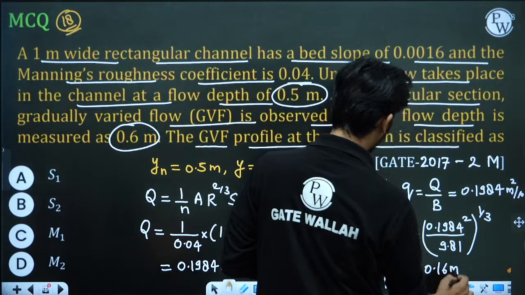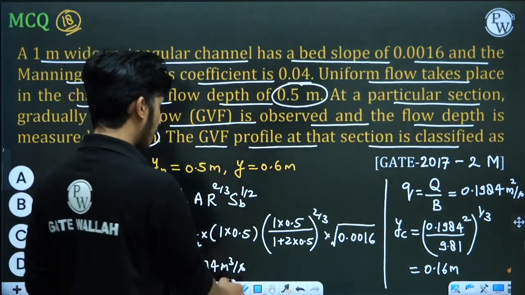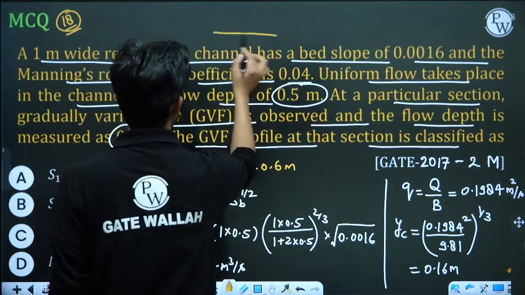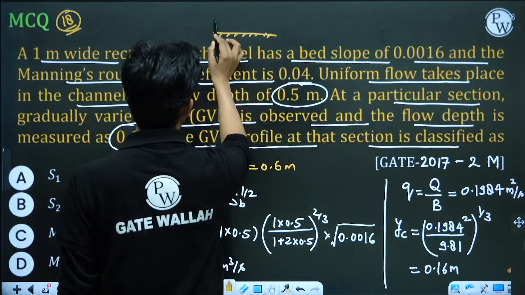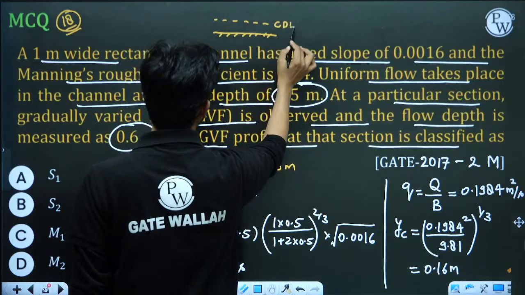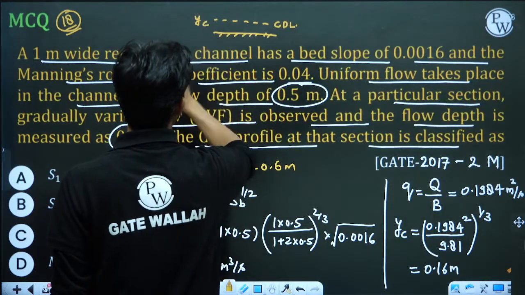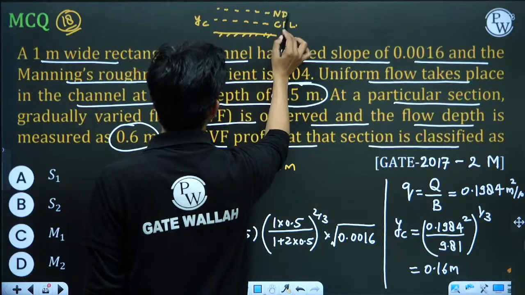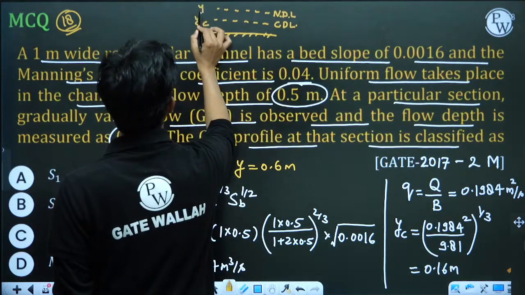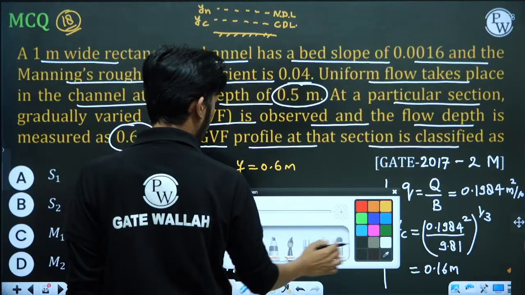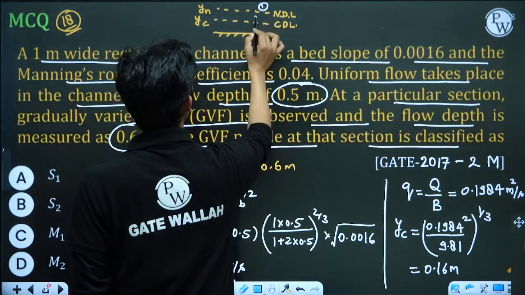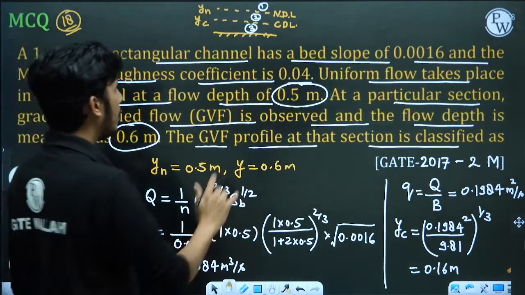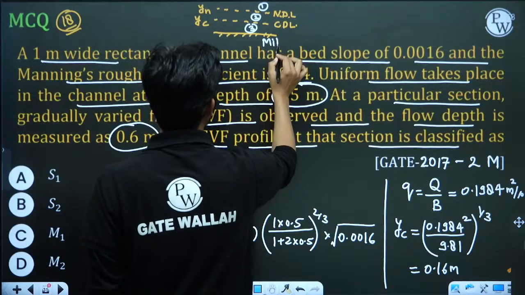0.16 meter. So YC we have calculated is 0.16 meter. Whenever we make the channel, first CDL will come. Why will CDL come? Because YC is lesser. Then YN will come, meaning NDL will come. This is YN. Now here, this is region 1, this is region 2, this is region 3. NDL is above CDL, meaning the slope is mild, because in mild slope this happens.